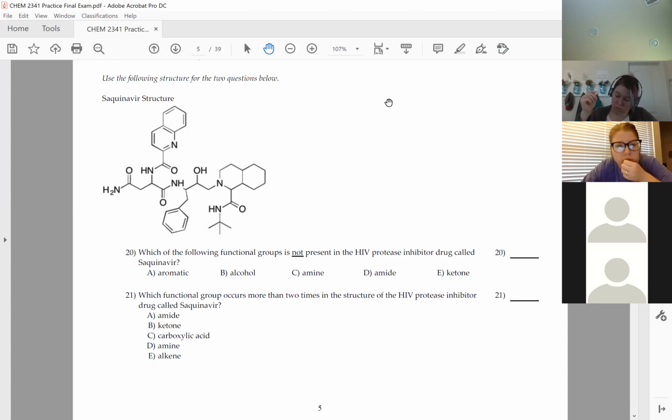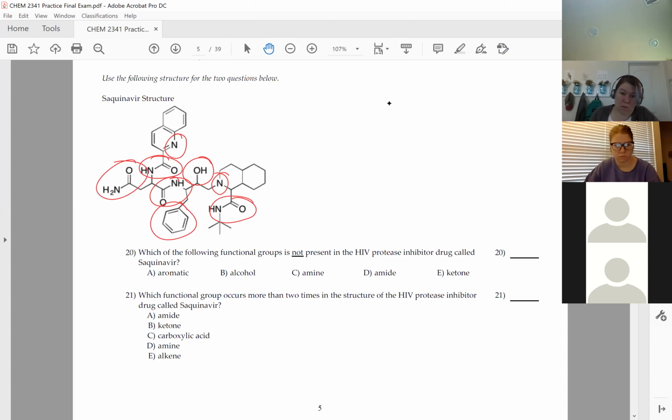So definitely the best way to approach this type of question is to hunt for each of the functional groups that it lists off. So it says aromatic, just find one and you're in the clear for that one. So we have one aromatic there. Alcohol, I see one here. Amine, there's an amine here and here. Amide, we have amide, amide, amide, amide. Ketone, I don't see any ketones.